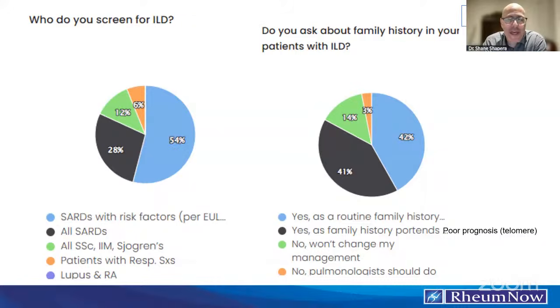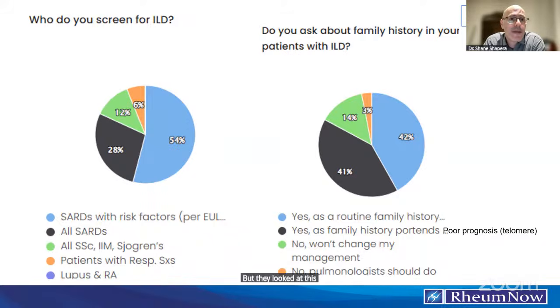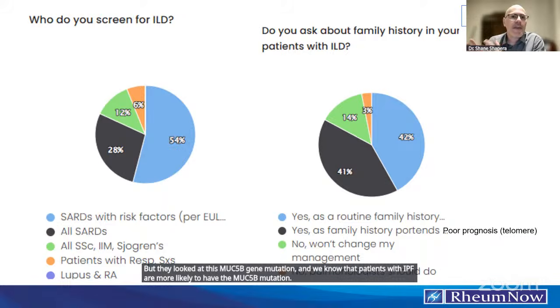So I can jump in and say that I think it is important and I think it is predictive. And we're not talking about a family history of SARD. We're talking about, does this patient have a family history of ILD? And there was a really interesting New England Journal paper. Now I guess it's probably about 8 years old, maybe longer. But they looked at this MUC5B gene mutation, and we know that patients with IPF are more likely to have the MUC5B mutation.